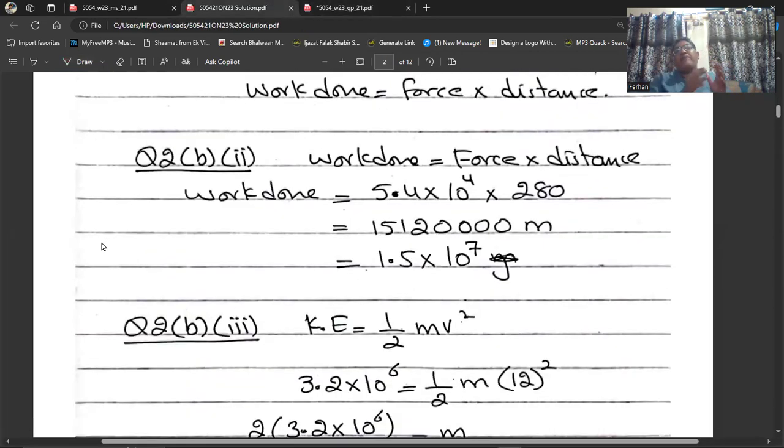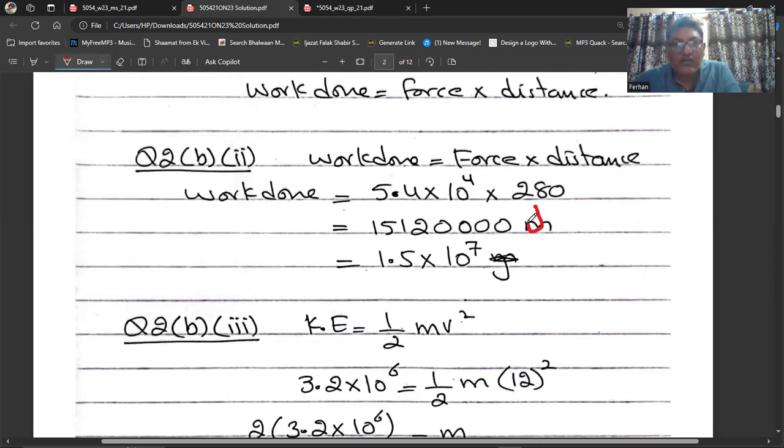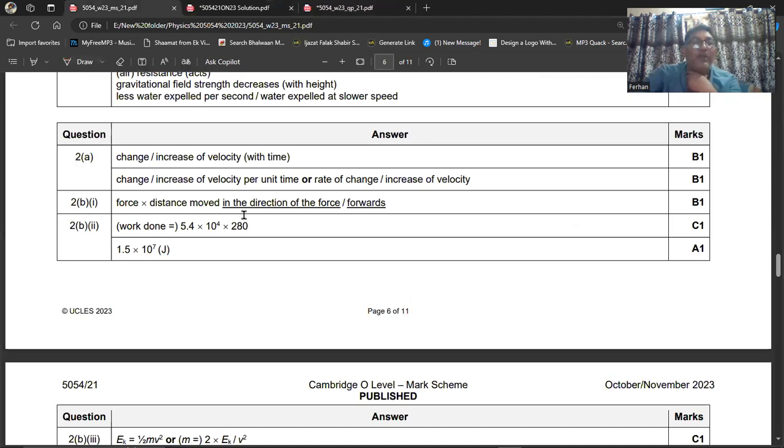So 5.4 expo 4 Newton multiplied by 280 meter, so the work done will be equal to 1.5 expo 7. By mistake I wrote it here, this is joule. So it will be 1.5 expo 7 joule. I hope you understand.